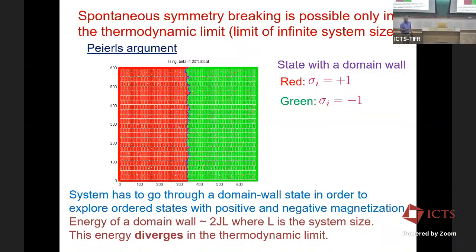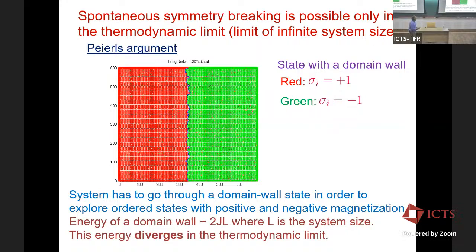And this is a trivial argument: start with a state where the majority are up, and if you want to go from there to a state where the majority are down, then in between there has to be a situation where some of them are up, some of them are down. And so this is the picture that I have here. But to create such a state, you have to create what is known as a domain wall, something that separates the part where things are red from the part where things are green. And it is very easy to see from the Hamiltonian that the energy required to create a domain wall like this is proportional to the length of the system.